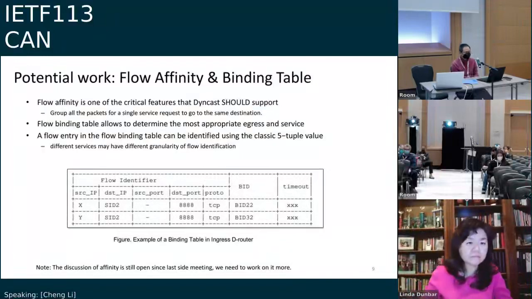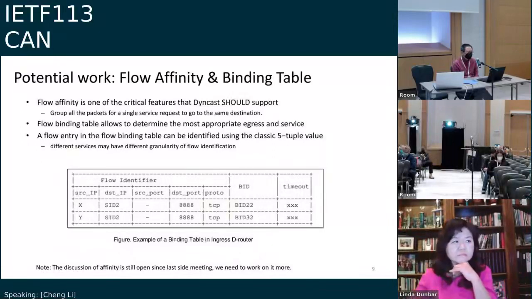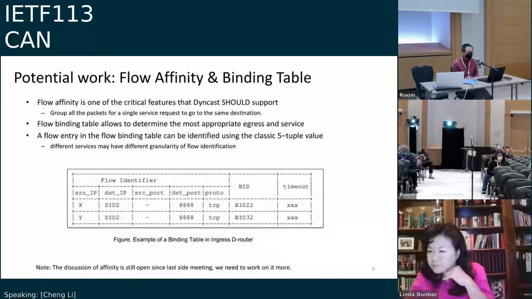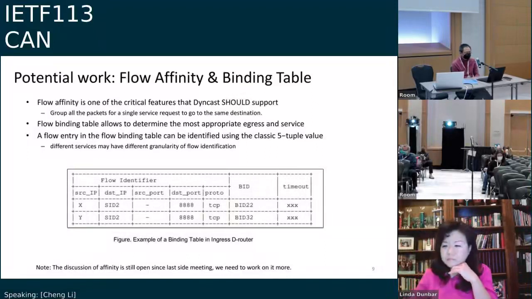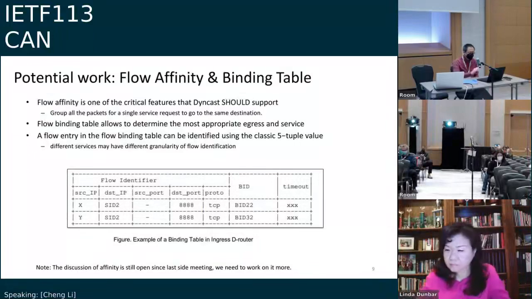We provide a binding table in the ingress Dyncast router. As you can see, we have a flow identifier. For example, it would be made from the classic five-tuple value: the source IP, the destination IP, the IP protocol, something like this, right? And it will be associated with a D-bit, for example, D-bit 22 here, and we will have a timer as well. So by looking at the table, the packets will be forwarded to D-bit 22 directly without mapping again. So this is some potential work in the future, and you are really welcome to provide any comments and questions on this part. Yep. So next.